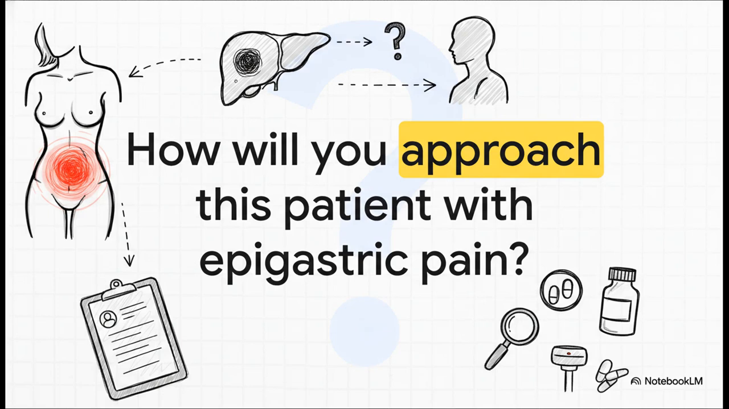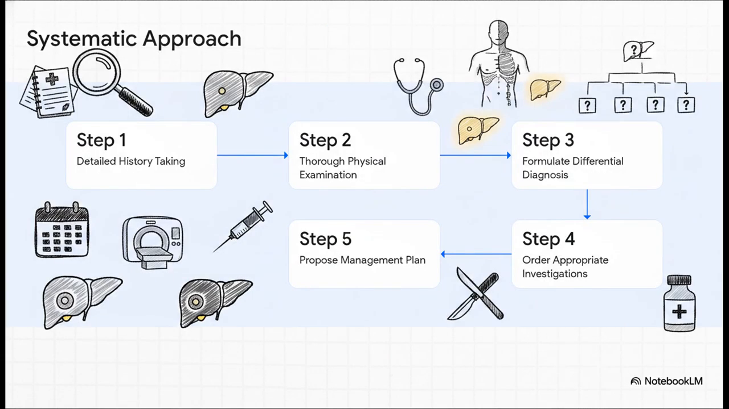You are asked to see a 38-year-old female presenting with epigastric pain. Tell me, how will you approach this patient? Great. My approach will be very systematic. First, I'm going to take a detailed history followed by a thorough physical examination. Based on what I find, I'll formulate a differential diagnosis, order the necessary investigations to narrow it down, and finally propose a comprehensive management plan.